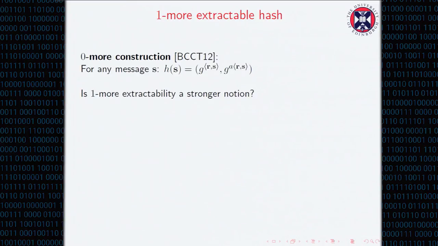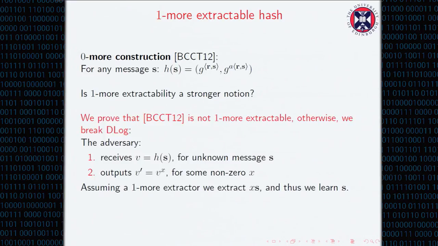So the question here is the following. Is the BCCT12 hash one-more extractable? If the attacker receives a hash value V, can we assume the existence of an extractor that outputs a valid preimage for the new hash? And basically the answer is no. We prove that BCCT12 is not one-more extractable, otherwise we break the discrete log.